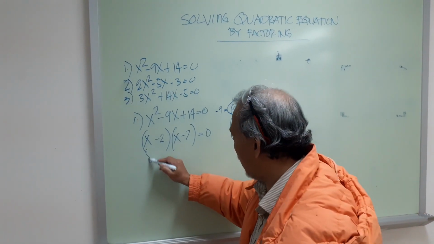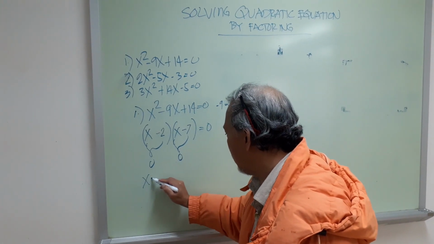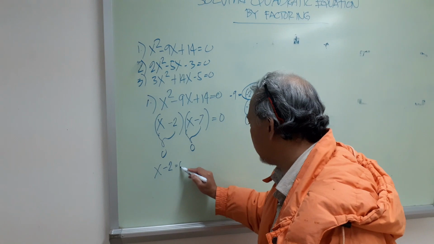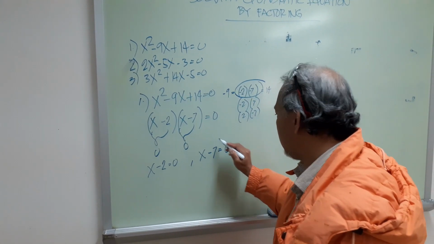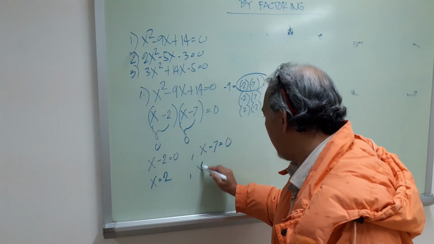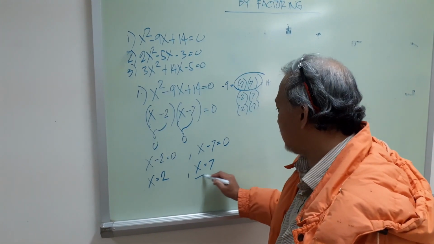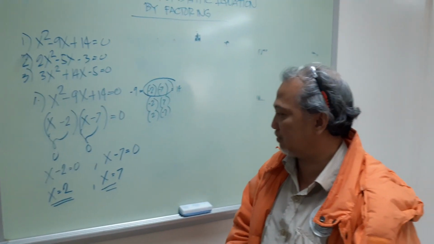So equate this one to 0. So x minus 2 equals 0, and x minus 7 equals 0. So x is equal to 2 and x equals 7. These are the values of our x.